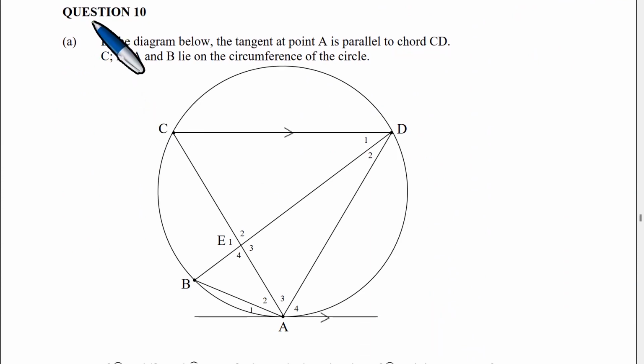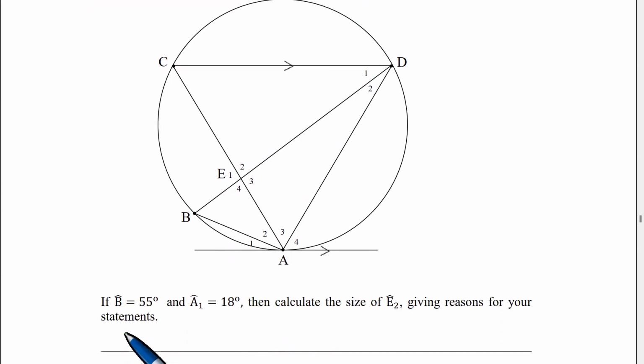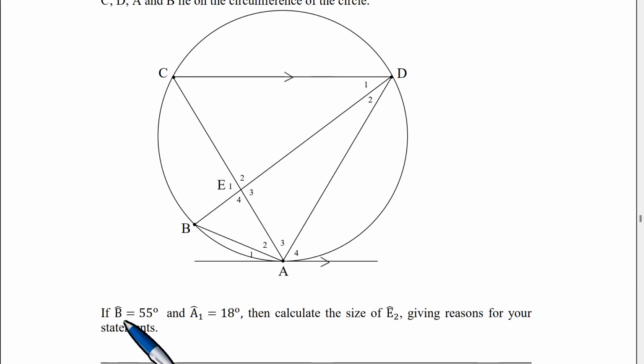Right. Looking at question 10 in the diagram below, the tangent at point A is parallel to CD. I'm going to engage you a little bit on this one to see how well you can manipulate it. I know it's pretty straightforward. C, D, A, and B lie on the circumference of the circle. If it is given that angle B is 55 degrees and A1 is 18 degrees, then calculate the size of angle E2, giving reasons for your answer.